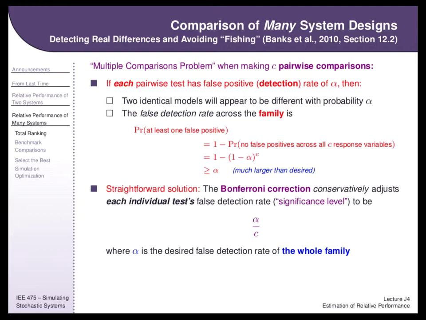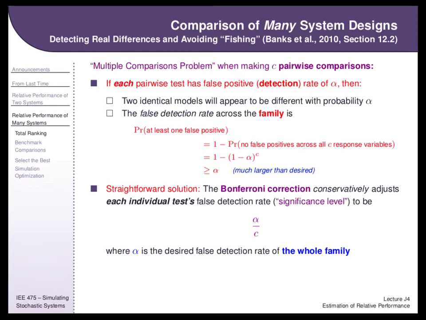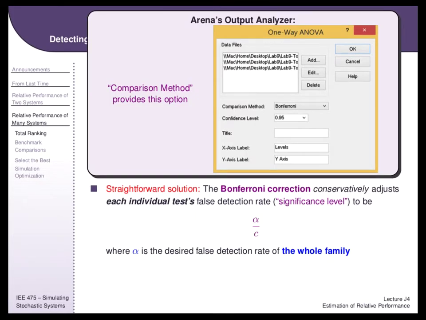So the straightforward solution is just to divide each individual false positive rate by the number of comparisons. So back here, I have k times k minus 1 over 2 comparisons. So I would say I want a family-wise false positive rate of 5%. So I'm going to do 5% divided by that giant number of comparisons, and that will bring my individual false positive rate down to a very, very small amount, which is going to make my individual confidence intervals gigantic. And I'm pretty much never going to be able to detect a difference between them. So that'll be the problem. But we can do that.